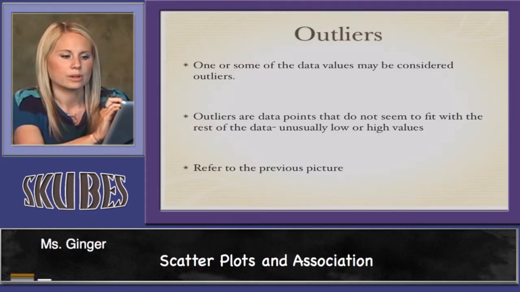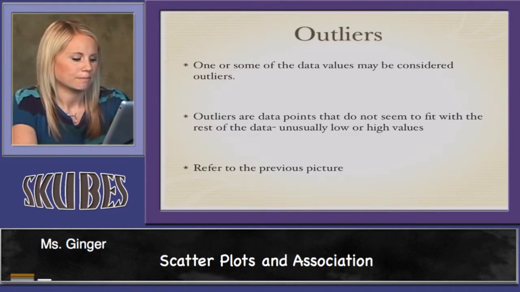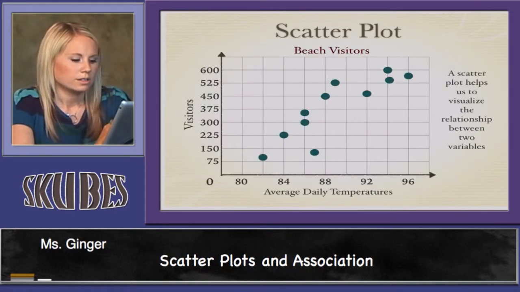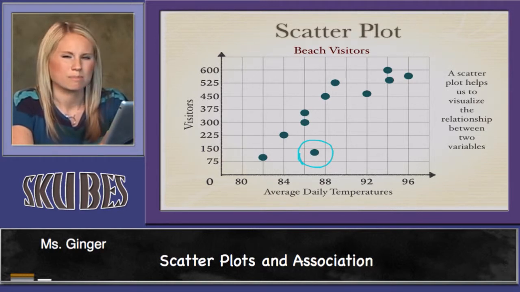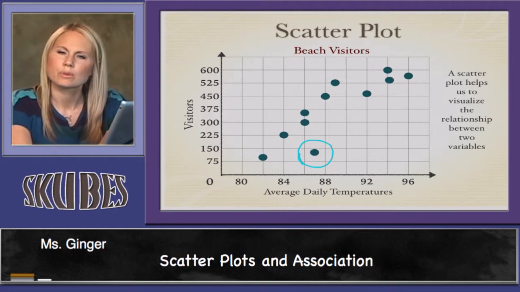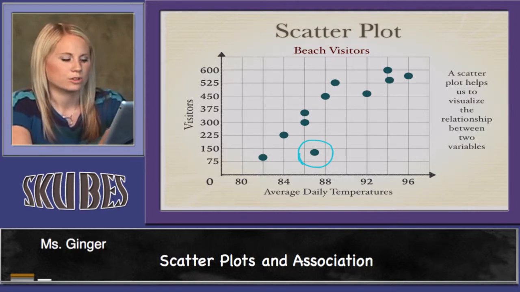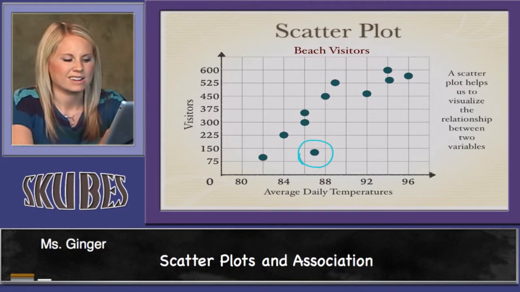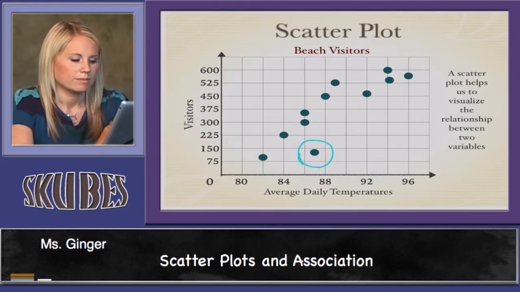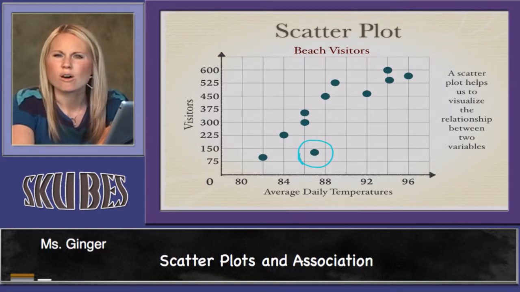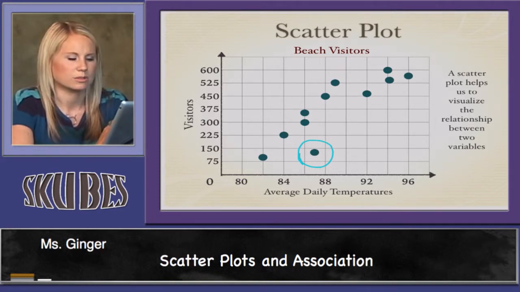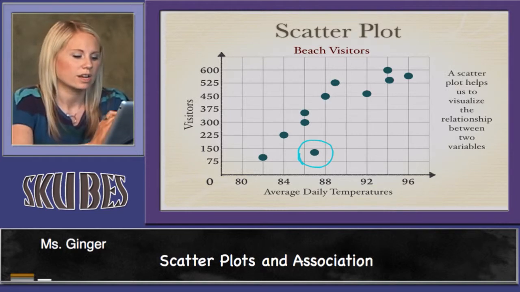Let's go back and look at our picture and see if we see any. Looks like we do have one little point out here that might not necessarily fit with the rest of the pattern of our data. It seems that as the temperatures increased, there were more and more visitors, but this one here might indicate a higher temperature, but it seemed to fall and had fewer visitors that time. So that could be considered an outlier, not sure.